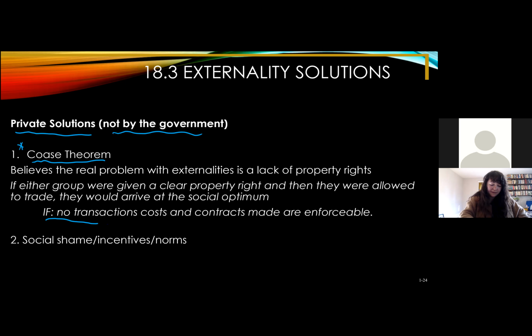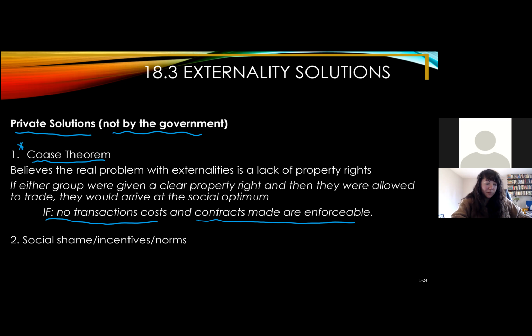With a big if. There cannot be transaction costs, meaning it has to be easy for me to identify who in society is going to pay me to drive, and it has to be easy for us to make trades. And we have to be able to enforce the contracts we make. Society has to be able to make sure that if I promise to only drive this amount, then I'm going to do it. This is an idea that you don't necessarily need the government to step in. Private individuals might bargain to the right place, but it's much more likely to happen in the context of a small town.